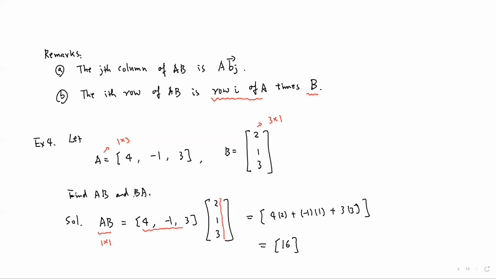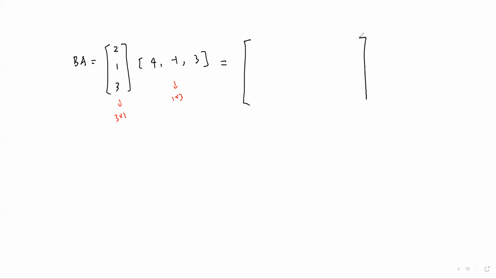Now, how about B times A? Let me write down B: 2, 1, 3, which is 3 by 1. A: 4, -1, 3, which is 1 by 3. Computable. This is a 3 by 1 times 1 by 3. Cancel the middle one, then the result is 3 by 3.